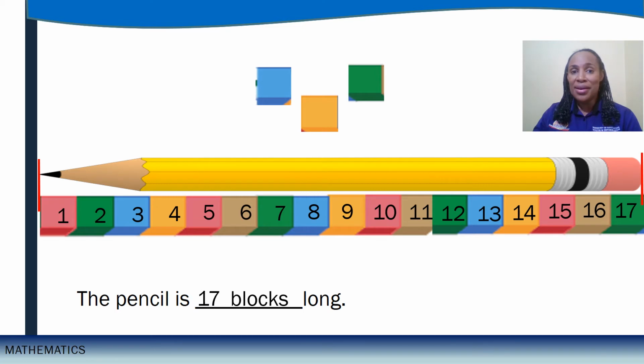Now, boys and girls, the unit that was used to measure this pencil is blocks. It is important when we write the measurement of something that we measure that we include the unit. And so, for this pencil, which is 17 blocks long, we know that the unit is blocks.